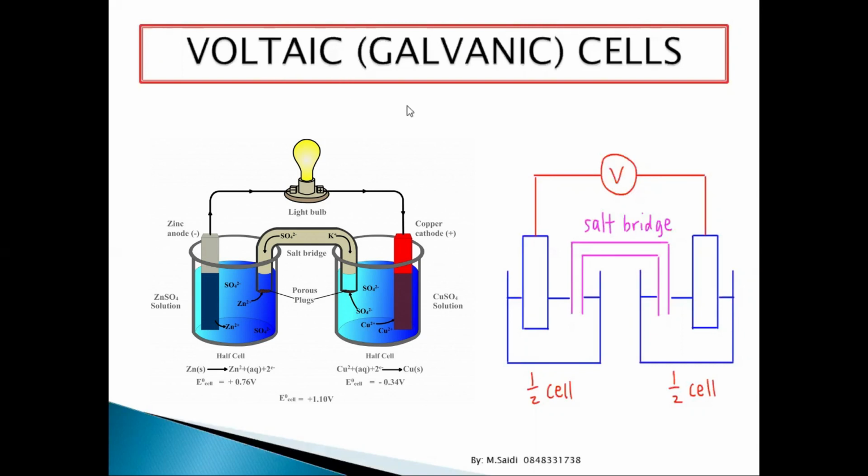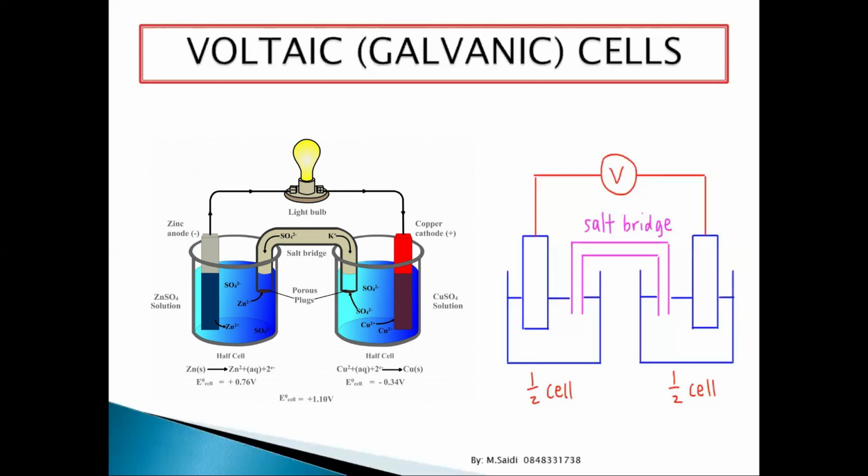Voltaic cells. Last time we talked about electrolytic cells. We say that electrolytic cells require an external battery. If it requires an external battery, it means that they are not spontaneous. They cannot continue on their own. So they have to be with an external battery which can supply energy to them. And we say that an electrolytic cell changes electrical energy into chemical energy.